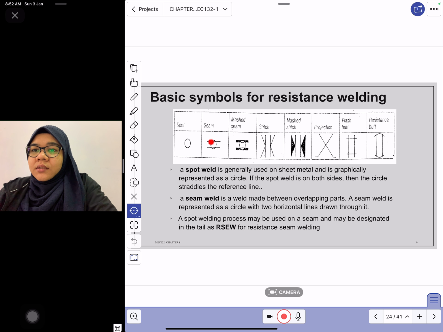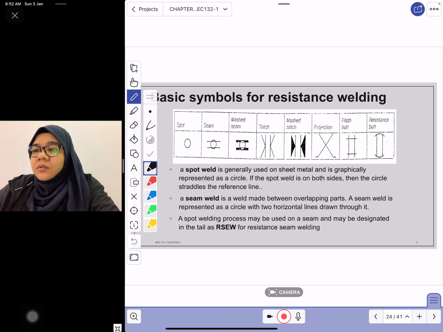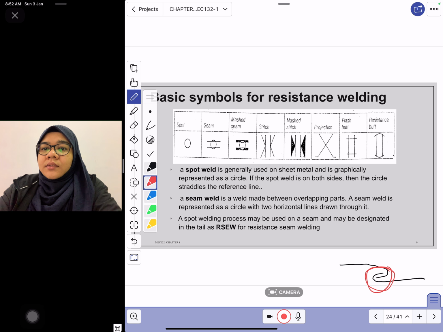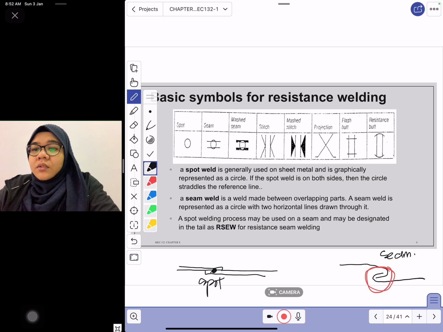Seam welding dia ada garisan. Sebab apa? Dia buat overlapping parts. Seam welding tu macam ni lah. Yang ni, bahagian sini ni yang dia panggil sebagai seam. Okay, kalau untuk spot, katalah kita ada satu thin layer kat atas, kat bawah. So spot dia akan buat kat sini. Ini spot. Ini adalah seam.